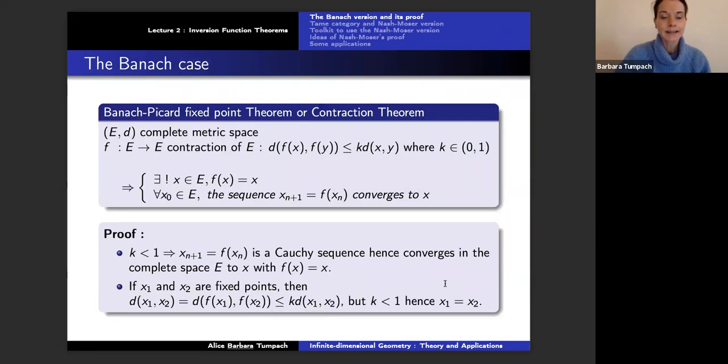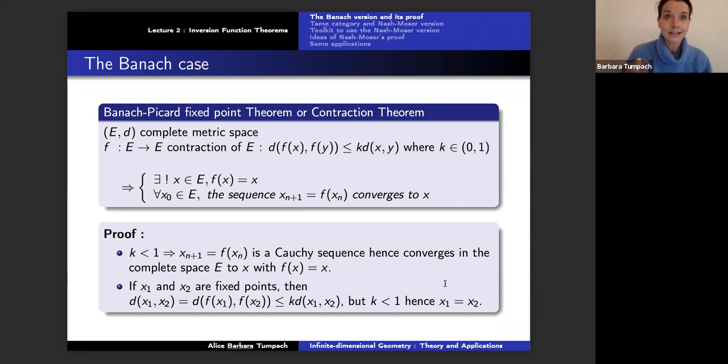Let's start in the Banach case. I recall, we saw it already in lecture 1, the fixed point theorem or contraction theorem. So we are in a complete metric space. There is a contraction here, denoted by F. Contraction means that the distance between two images is less than or equal to a number k, which is less than 1, times the distance of the two initial points.